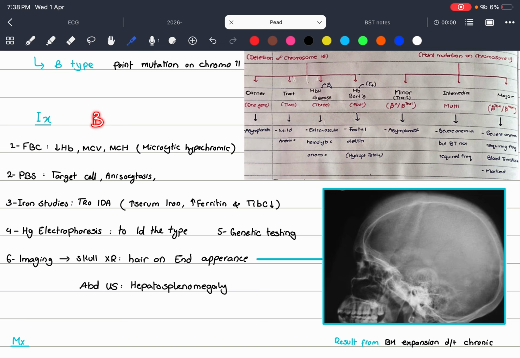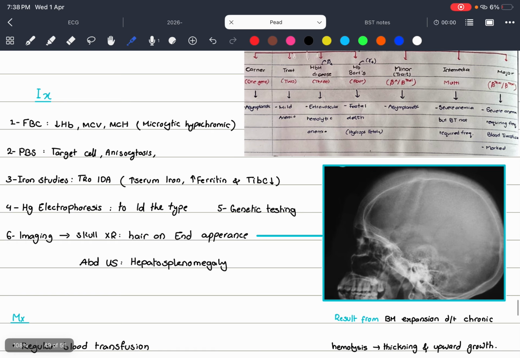Furthermore, when you do a peripheral blood smear, you can see target cells. What are target cells? They're circular cells with a point in the center like this. The RBC will look like this, the target cell. Why? From its shape, like you're targeting this point. You can also see anisocytosis, which is RBCs of different sizes. And you must do iron studies.